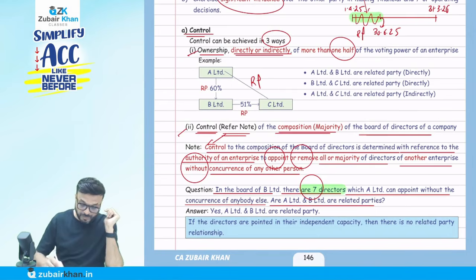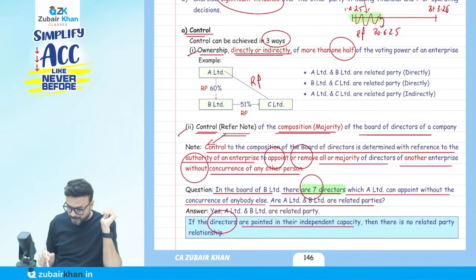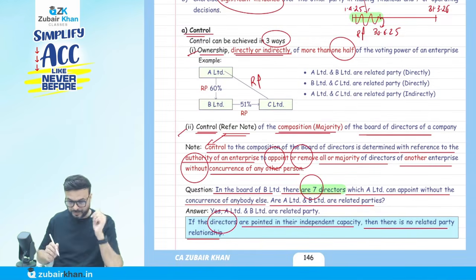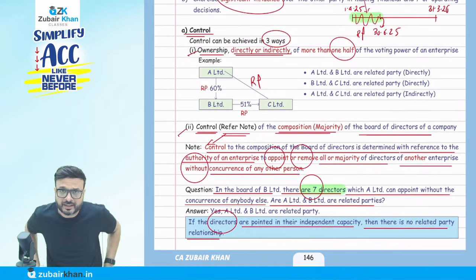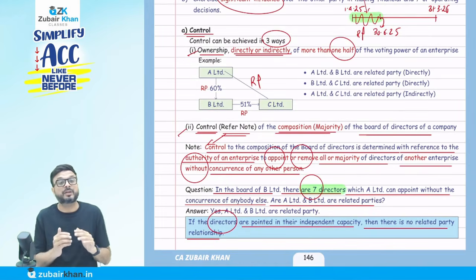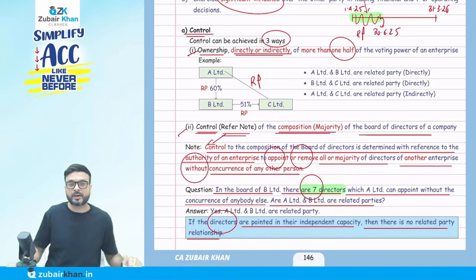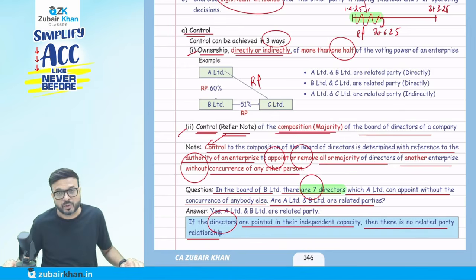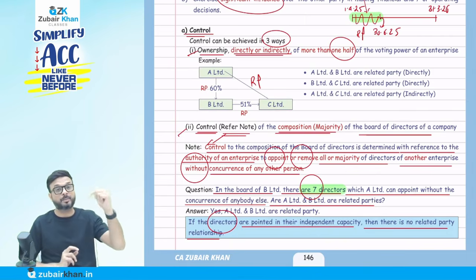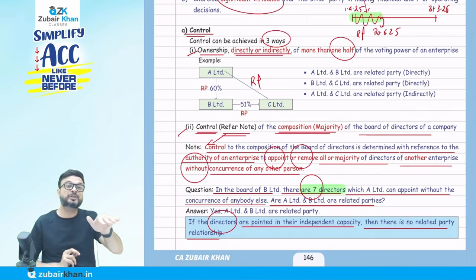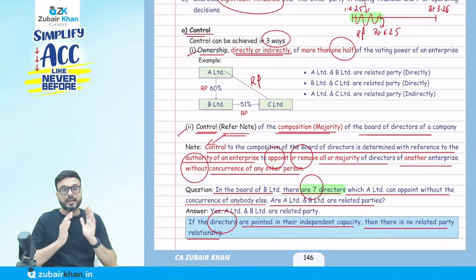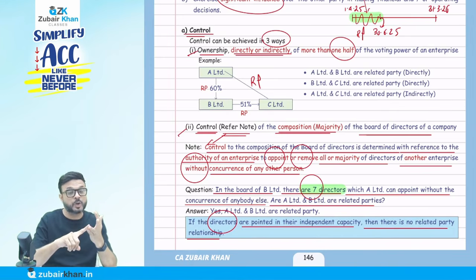Yes, they are. But one point you have to remember: if the directors are appointed in their independent capacity, then there is no related party relationship. What do we mean by independent capacity? Directors are appointed on the basis of their caliber, like a chartered accountant or a company secretary. In that case we don't call it a related party, because they are appointed in that particular company on the basis of their caliber. Now, first, we can achieve control when we hold more than 50%, directly or indirectly. Second, if we have control over the majority of the directors. Okay, this is the second.